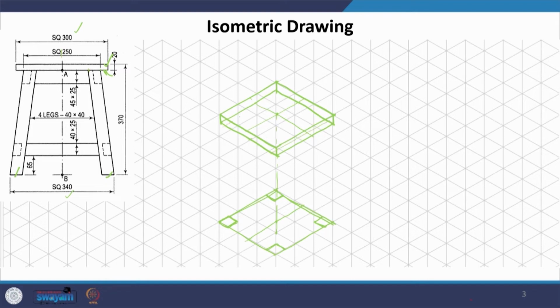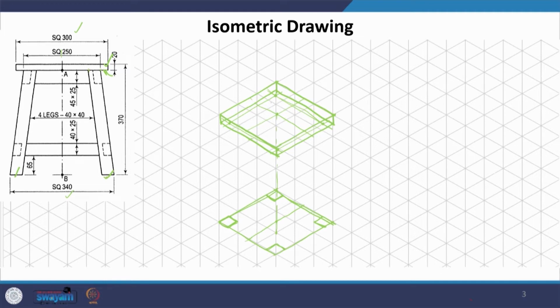So, we will draw a smaller square which will be somewhere here. So, this is the square that we are talking about. I am just darkening the points. Okay. Now, the square of these legs, it remains the same. It does not truncate to the bottom.